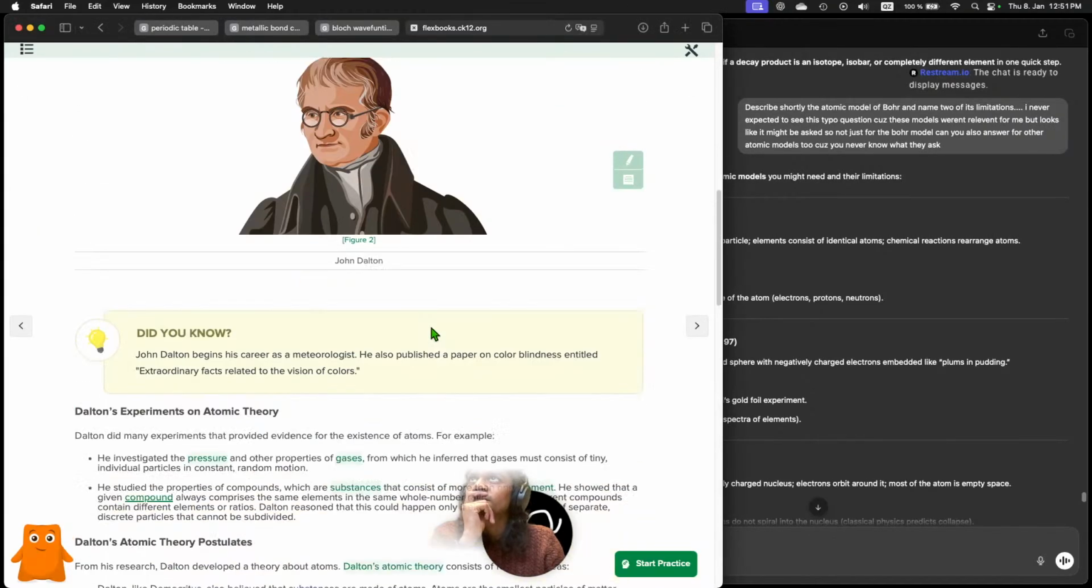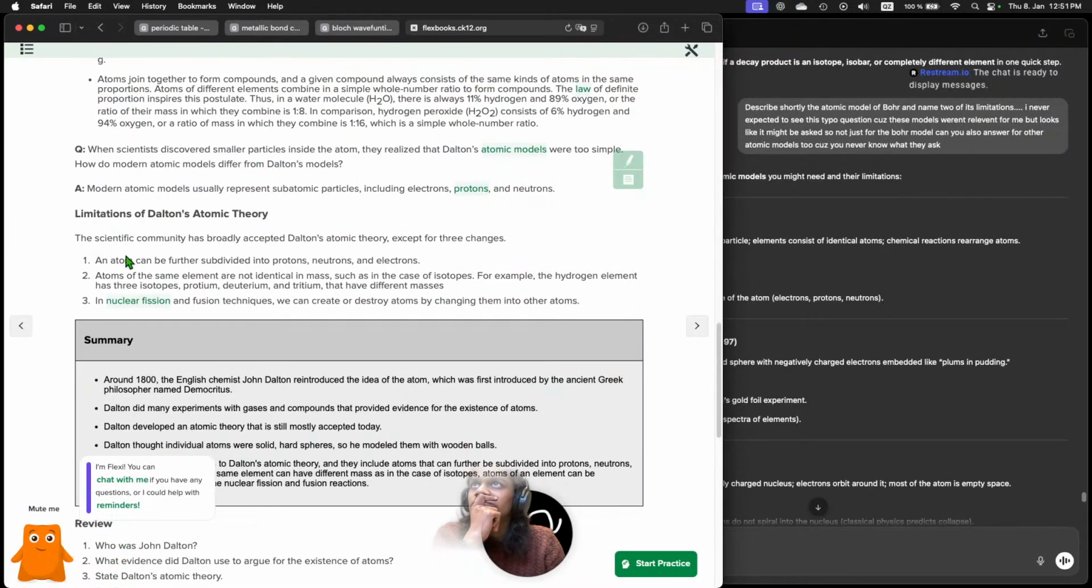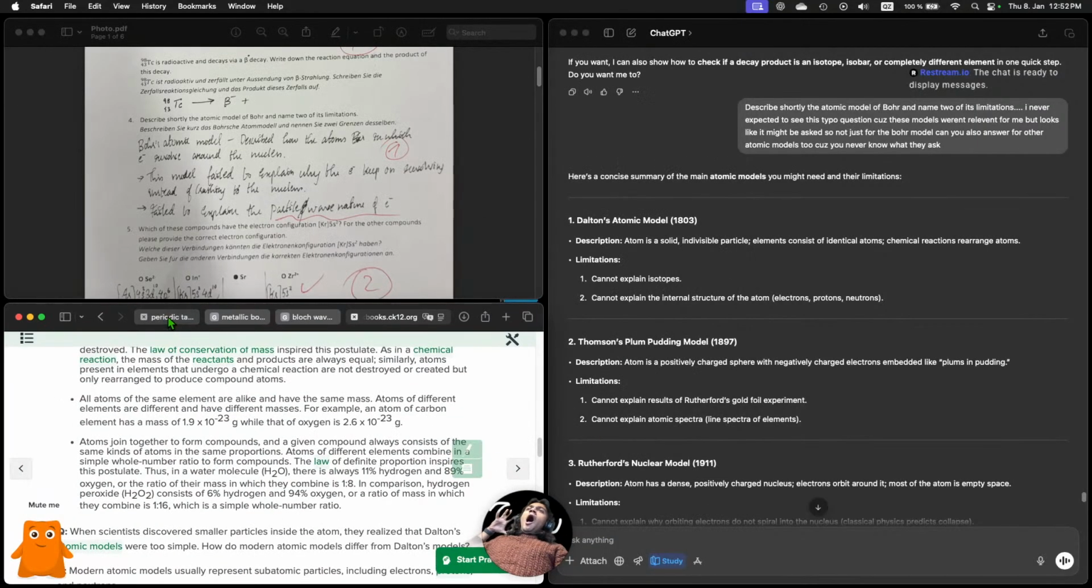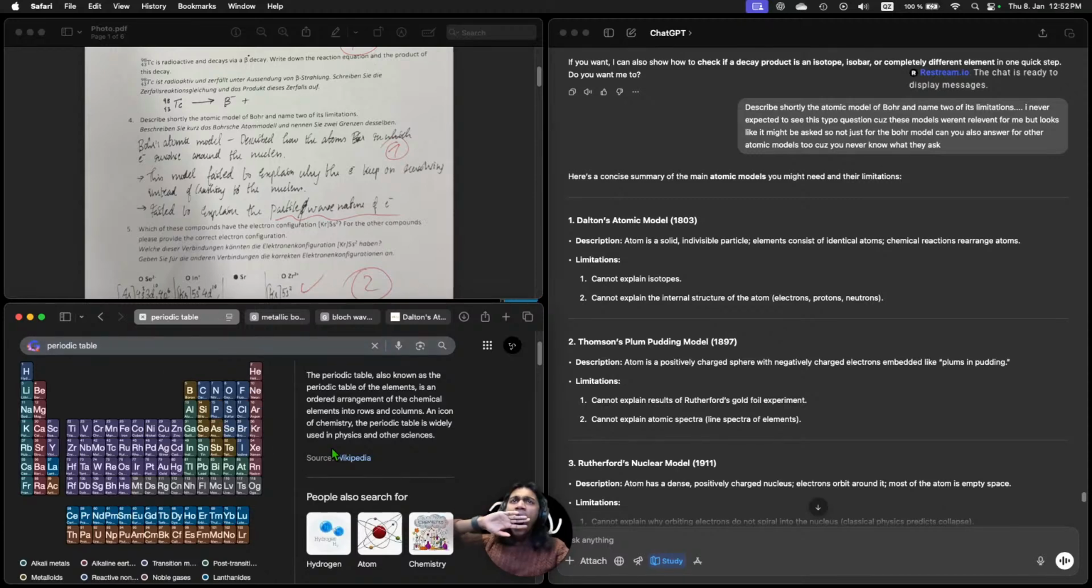Yep, the guy with the specs. Atoms of the same element are not identical in mass, in the case of isotopes. Okay, that was right. So GPT was kind of correct. Don't get me wrong. I'm hearing a lot of stuff, so I don't want to make mistakes.